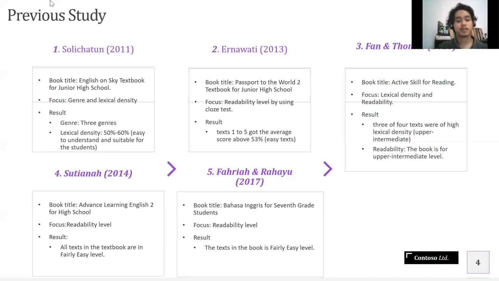This research focused on examining the lexical density and the readability of four texts from English textbooks known as active skills for reading. And the fourth research was conducted by Sutiana in 2014 from Sharif Hidayatullah State Islamic University entitled The Readability Level of Reading Text on Advanced Learning English 2.